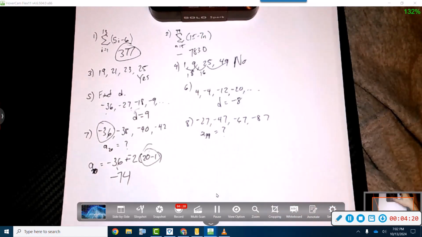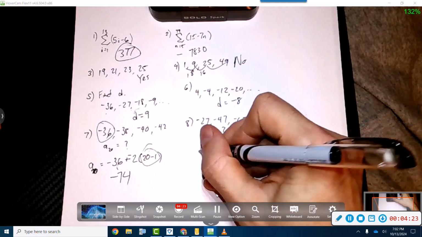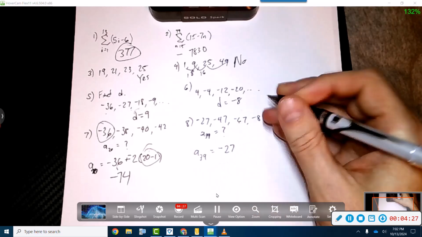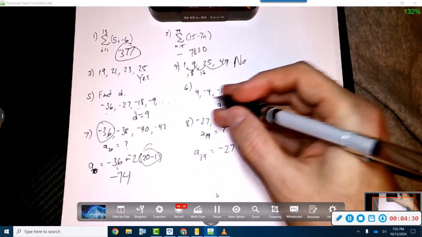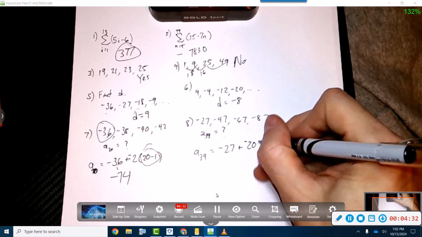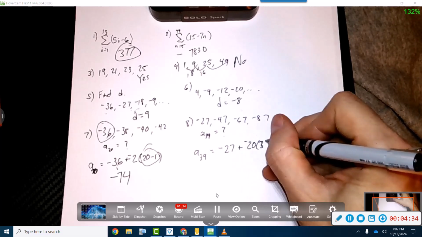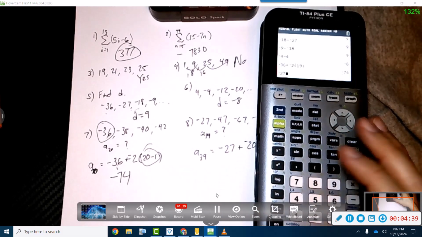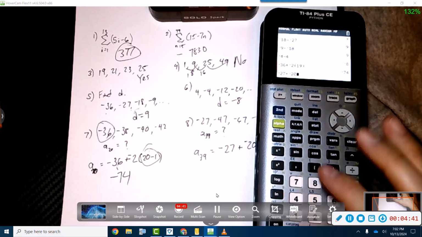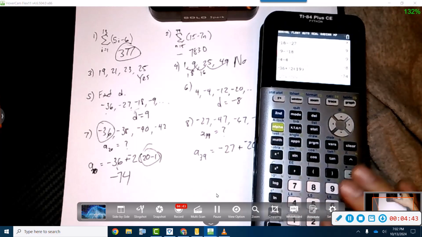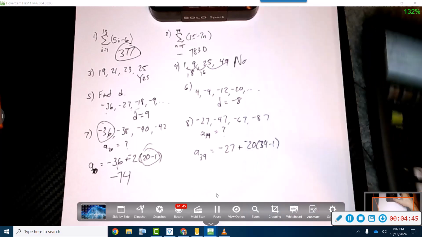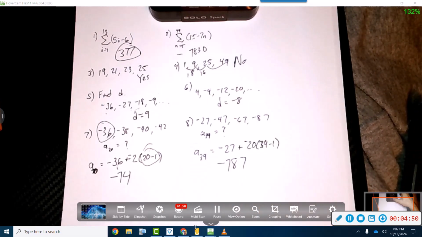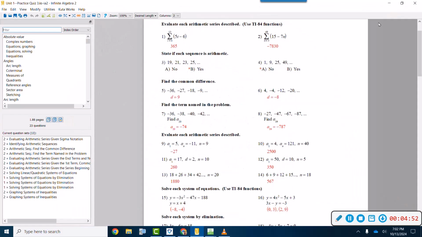All right, now I want the 39th term for this guy. So I set this up. I know it's negative 27 as my starting point. Plus, it looks like I'm going down 20, and I'm going to need to do this 38 more times. So negative 27 plus negative 20 times 38, and negative 787. All right, and that should do it.